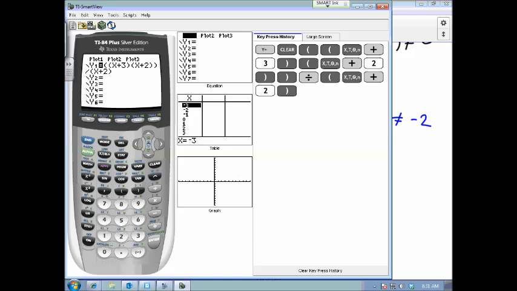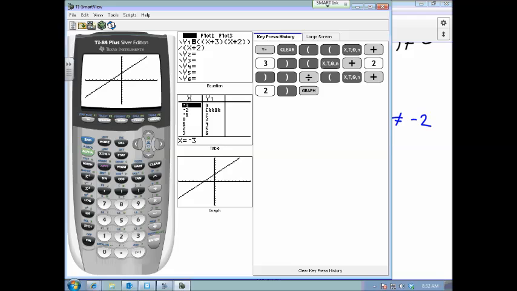Okay, now what happens if your window's messed up? How could you fix that? Go to Zoom Standard, okay? In case your window's messed up. Go to Zoom, it's number 6, I believe. Okay, so if we graph it, we said that there's an excluded value at -2. But look at the graph. At -2, does the graph go through -2? Is there a point at -2, or is there a hole? I don't think so. If you look at -2, I can see that the line goes straight through.